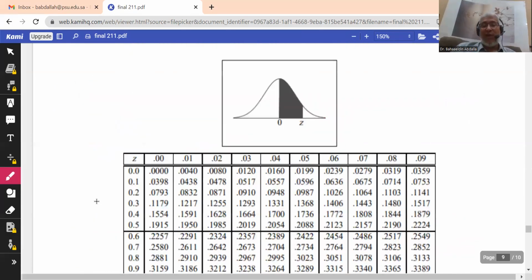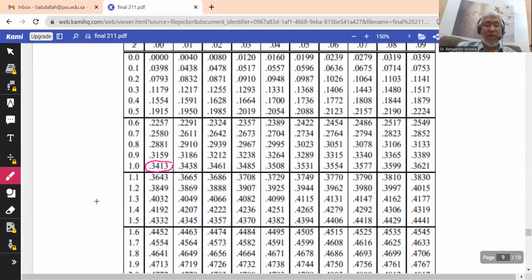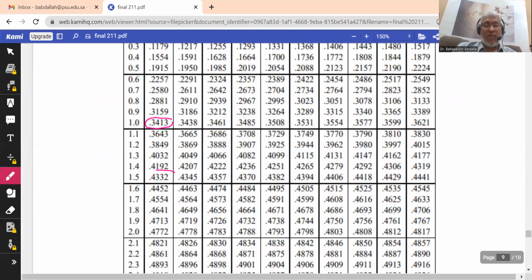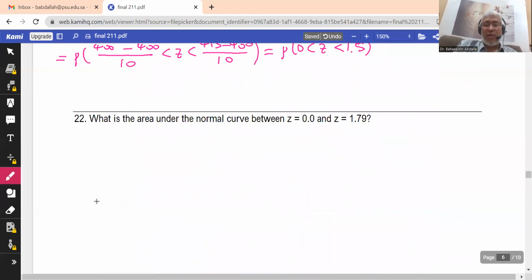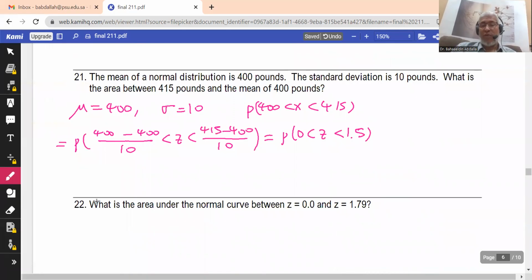And you can find this directly from the table because Z is between 0 and 1.5. And this is what this table gives, the areas between 0 and Z. So immediately go to 1.5. So the answer is 0.4332. This is from the table.